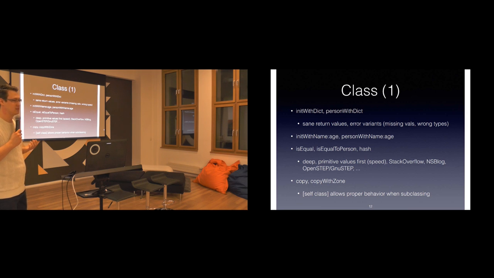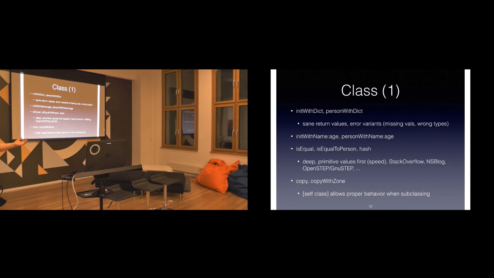Then there are things like isEqual, isEqualToPerson and hash. And I really looked at the implementation of OpenStep, GNUstep. I looked at Mike Ash's blog, NSBlog. I looked at Stack Overflow and what AppCode did, just to figure out what's the correct way of doing it, because there are some real problems that appear when you do subclassing. Usually I wouldn't write isEqual in such painful detail, but if the code is generated, it doesn't matter.